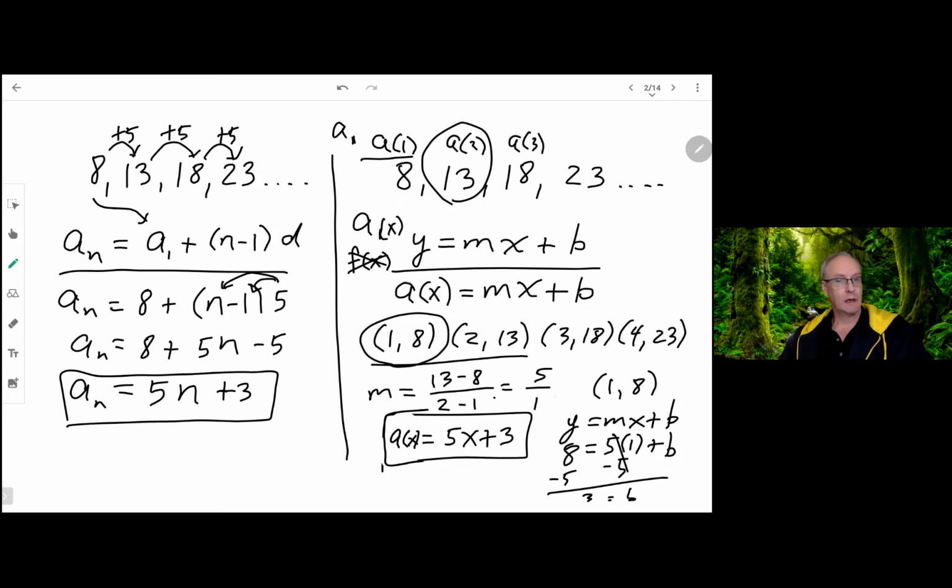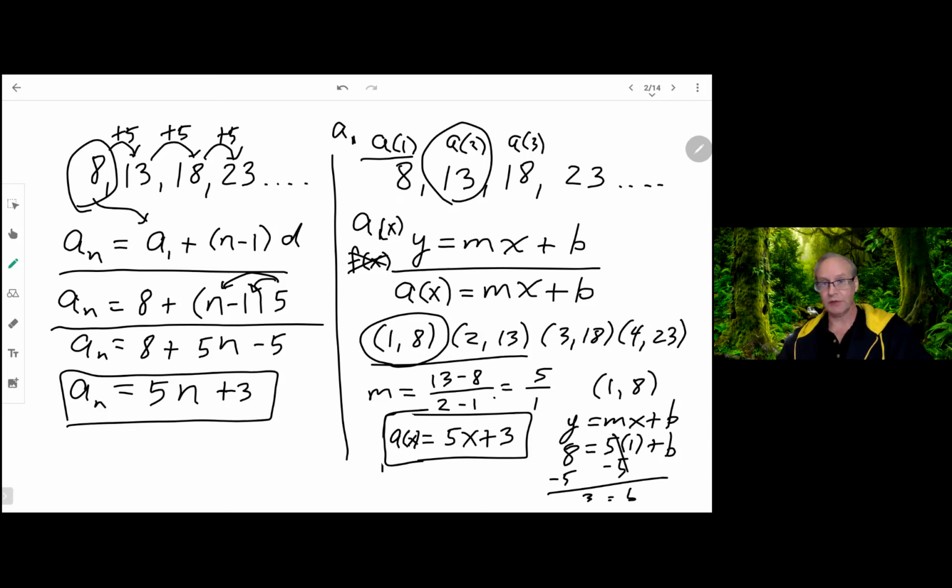Same. Why does this work? Well, the reason that this works is because it's a very special case. In fact, I did a general case over here, but notice that this is always 1, 8, and 2, 13. So the difference between them is really the slope. It's just the slope. And to get to the 0 term, I just went 1 back.